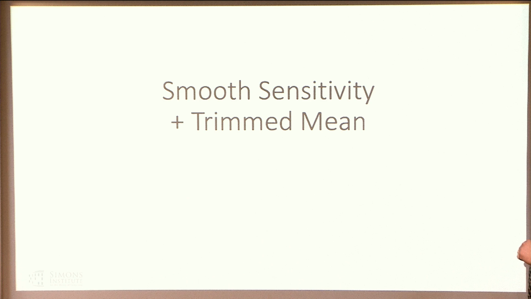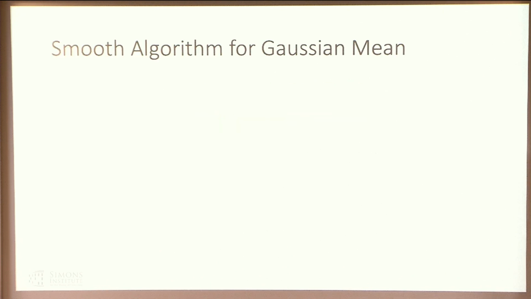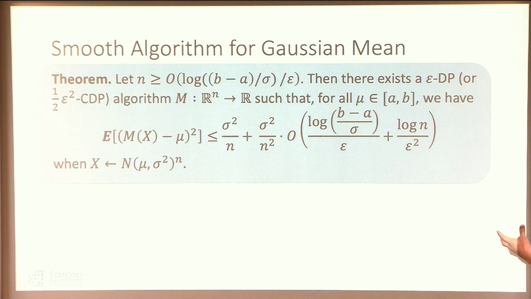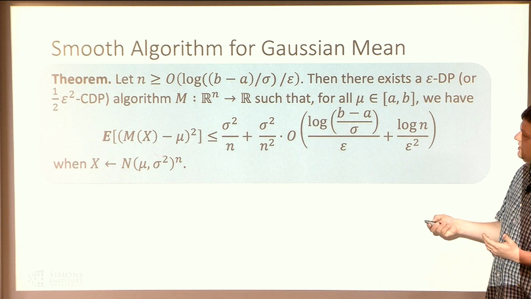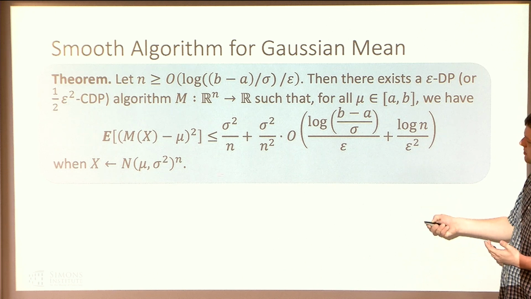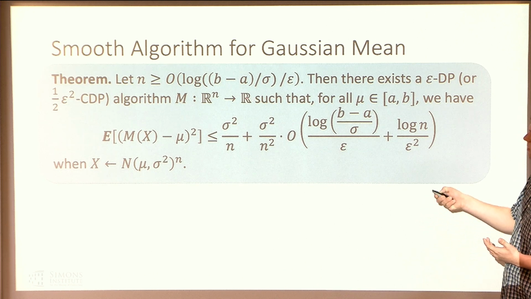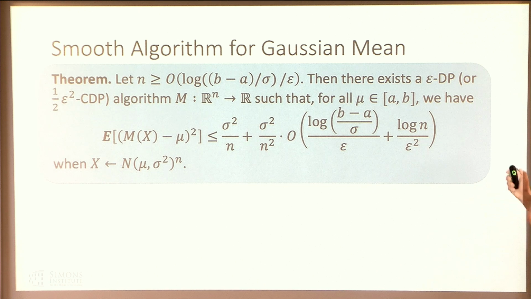Okay, so that's me telling you about the basics of smooth sensitivity and some new algorithms. So let me apply that to the trim mean. I'll just remind you of the theorem that I promised you I'd prove, and now I'm going to do that. Again, we're going to have a concentrated DP algorithm M that has this mean squared error. It's the optimal error plus something that's much lower order term times some logs.